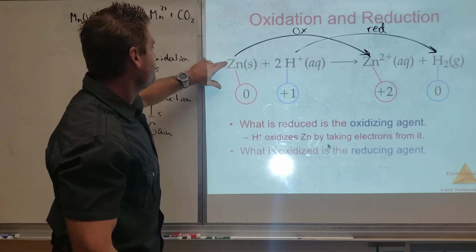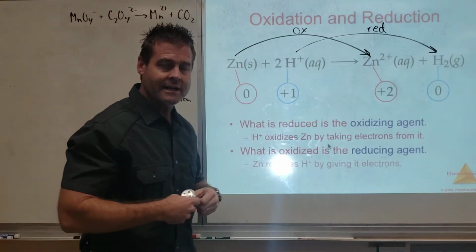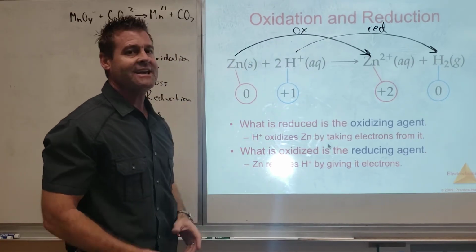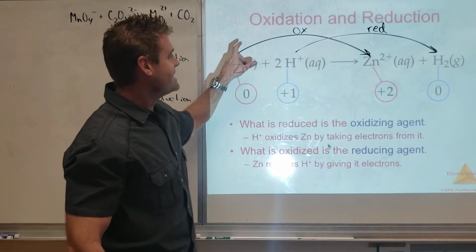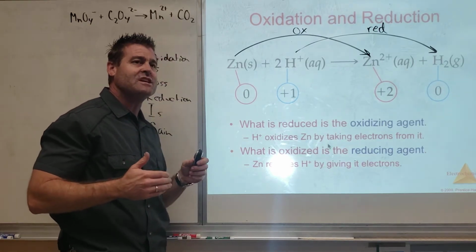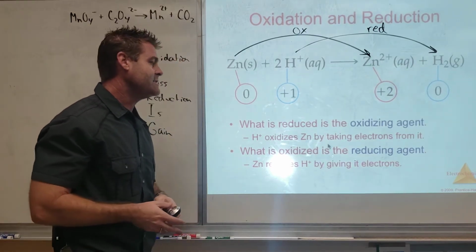And then the same way, look at zinc here, it's being oxidized, right? It's losing electrons. So if zinc is being oxidized, that makes zinc the reducing agent because the zinc is causing the hydrogen to be reduced. So you see it's kind of the opposite. The agent is what causes that thing to happen.